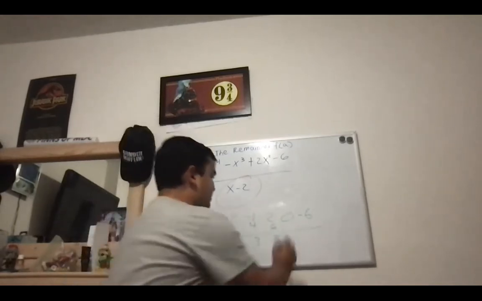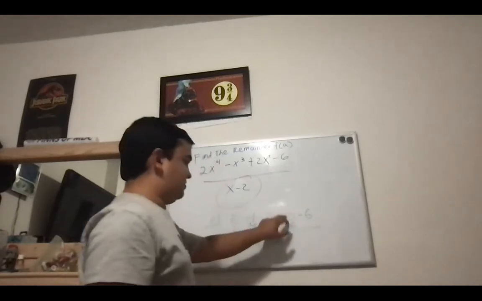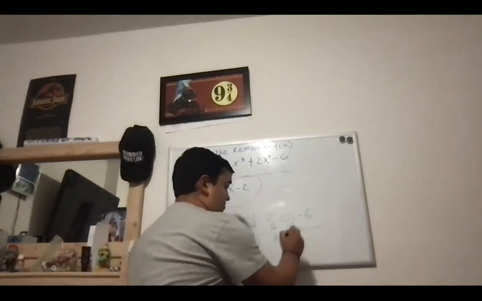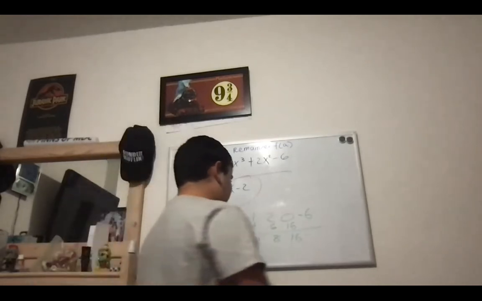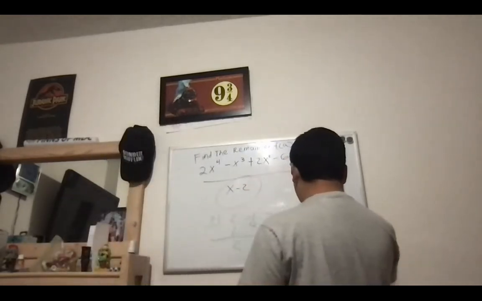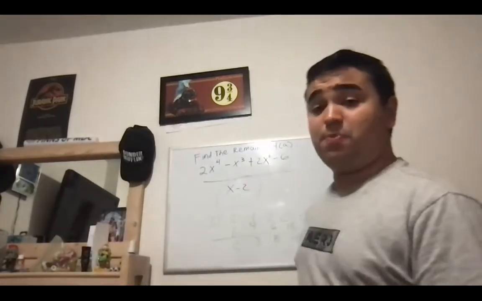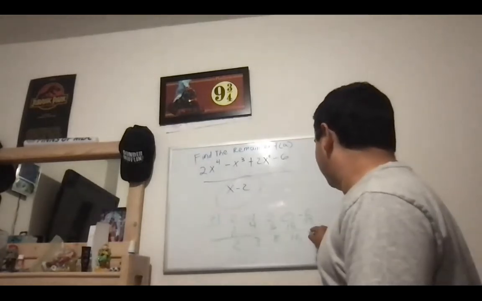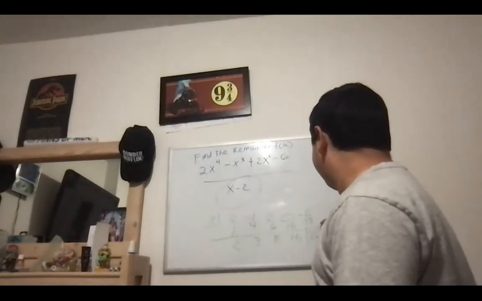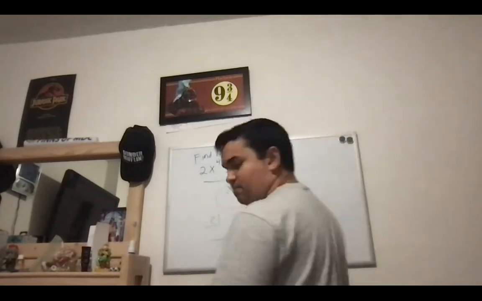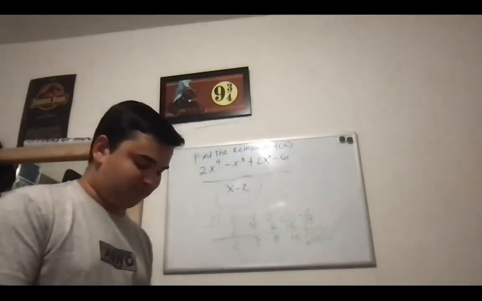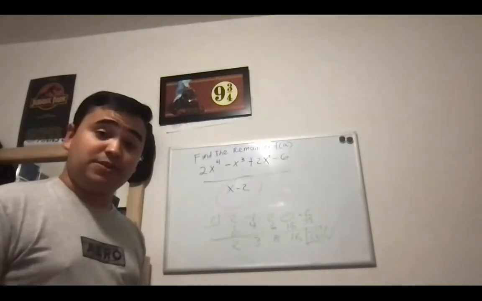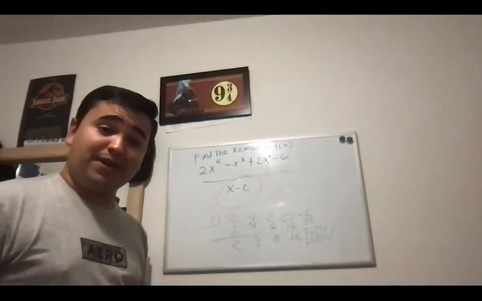8 times 2 is 16. 0 plus 16, obviously 16, additive identities. 16 times 2 is 32. Negative 6 plus 32 is positive 26. It checked out. We get the same remainder. We always use this process to verify which is the correct remainder, guys.